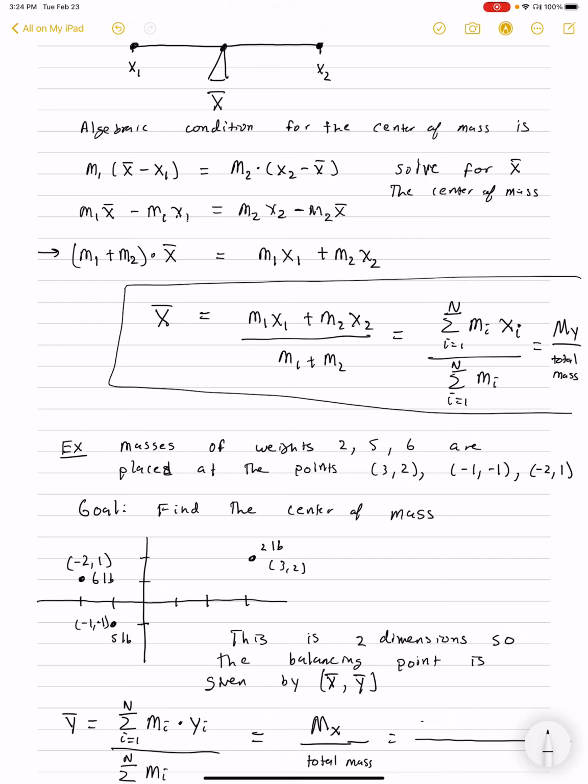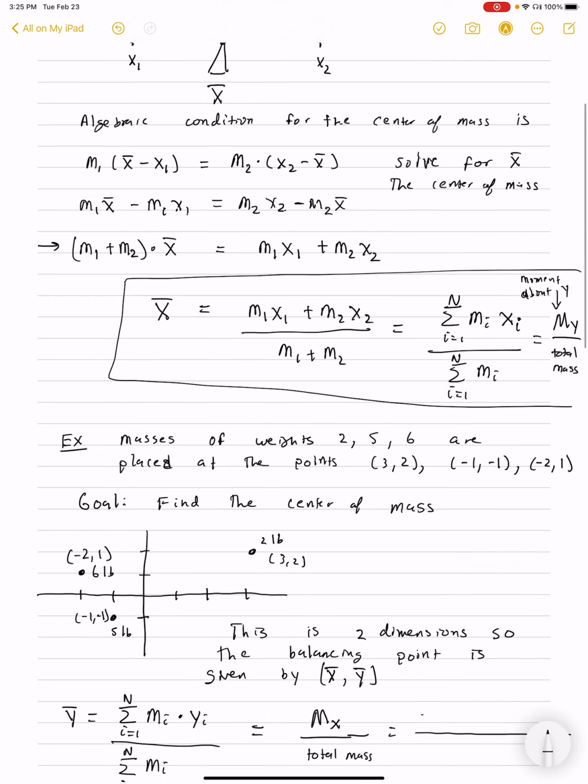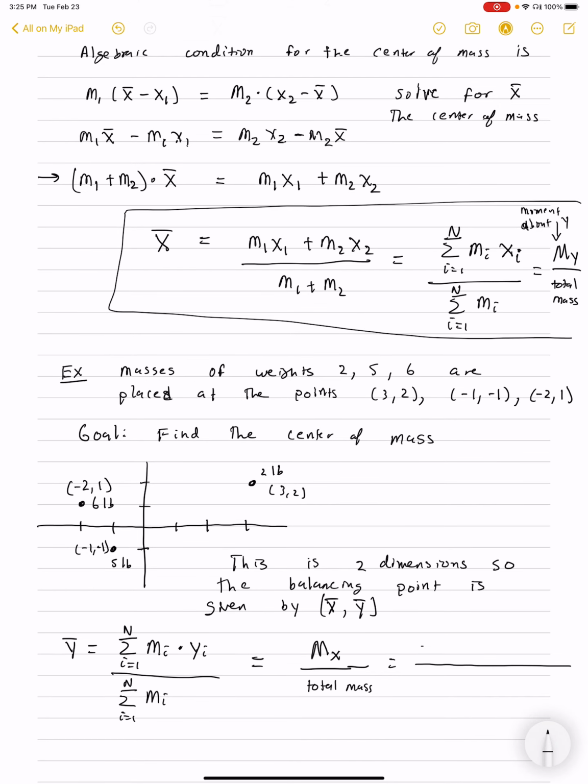Now, I can represent this with more than 2 point masses, and the way that this simplifies is it's the summation of mi times xi divided by the sum of all the masses. This is called the moment about y, divided by the total mass. Okay, so that's how I find the center of mass with just one single dimension.